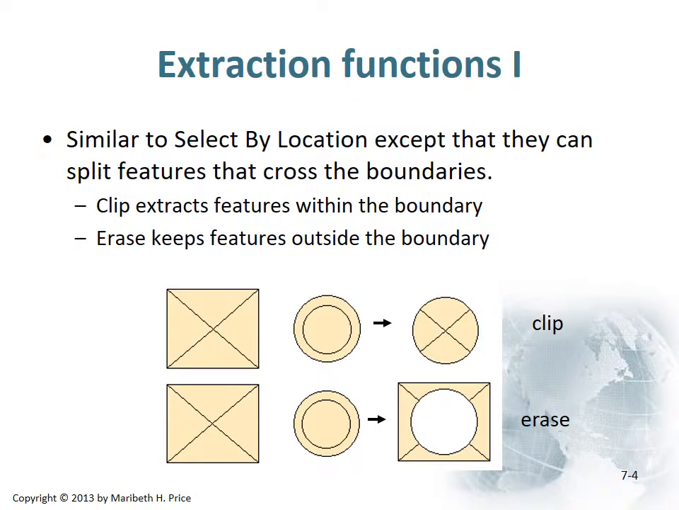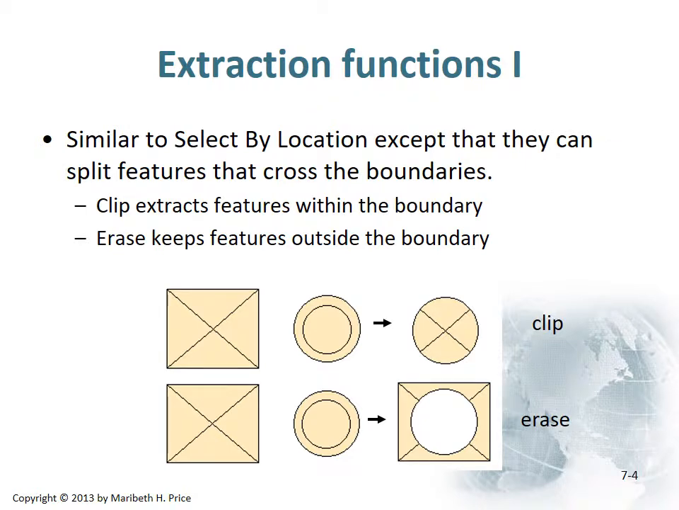Another form of spatial query are the extraction functions, clip and erase. These are kind of powerful little tools that we can use. What we see are a couple graphics below demonstrating the clip and erase functions. So we have a target data set, which is represented by the rectangles. We've got a source data set, which is going to be what actually performs the spatial query. And then we have results.